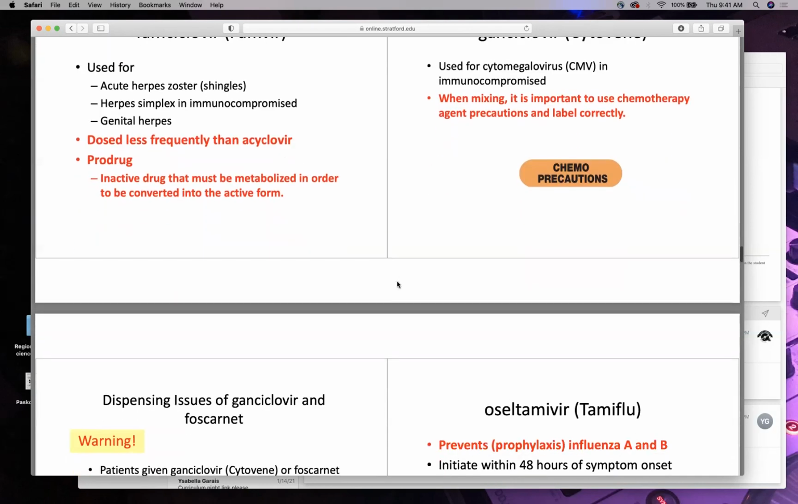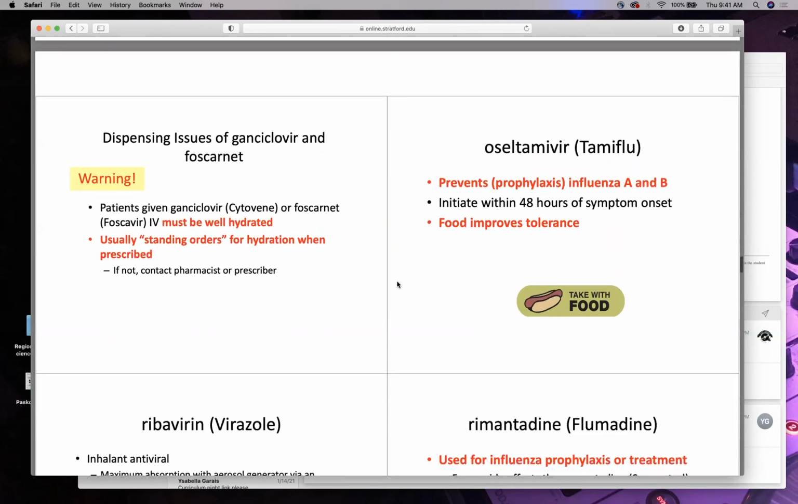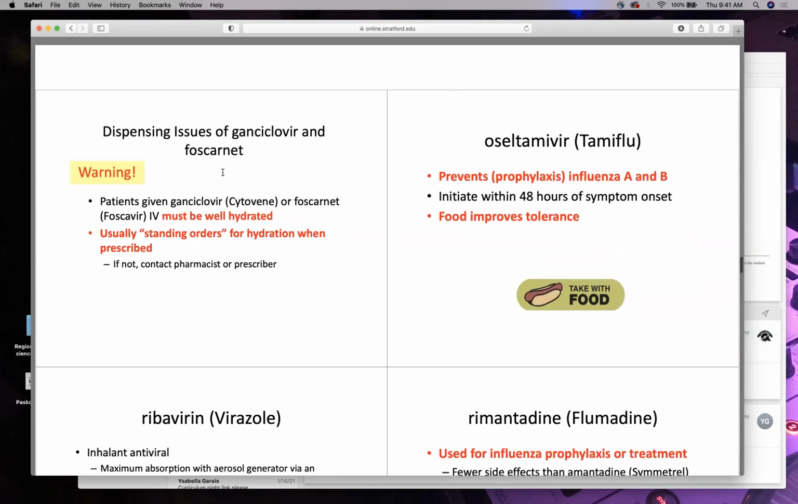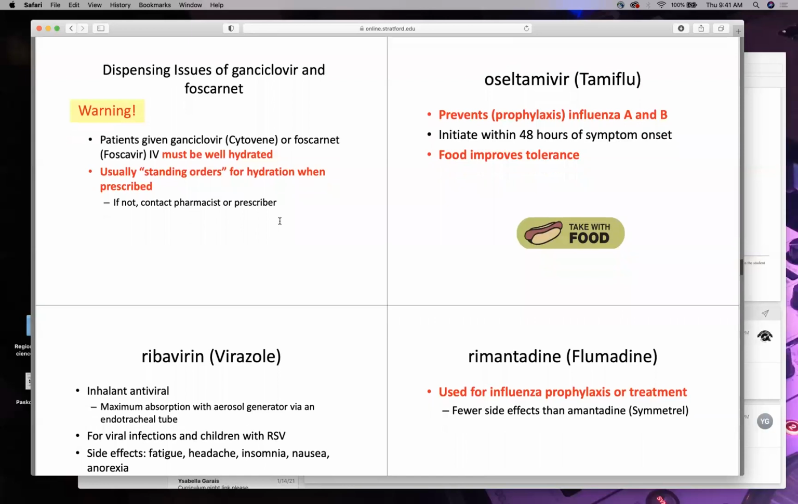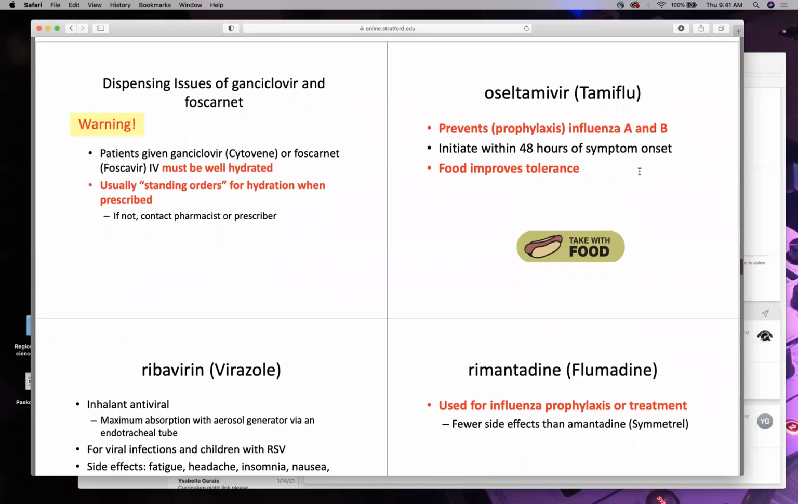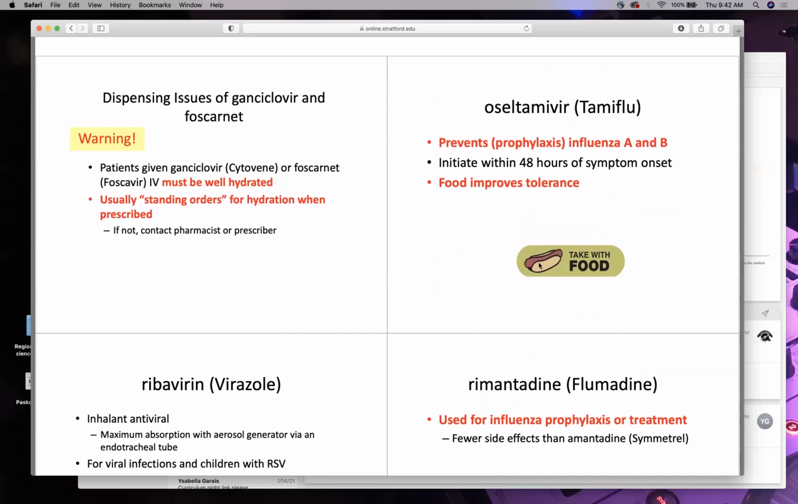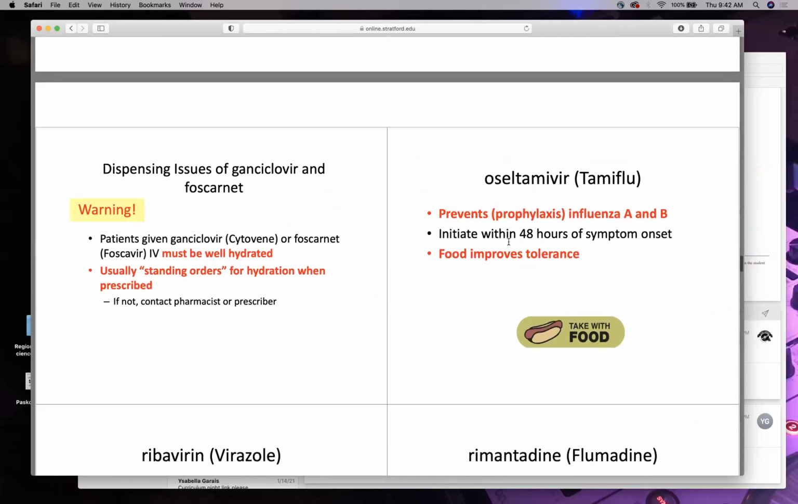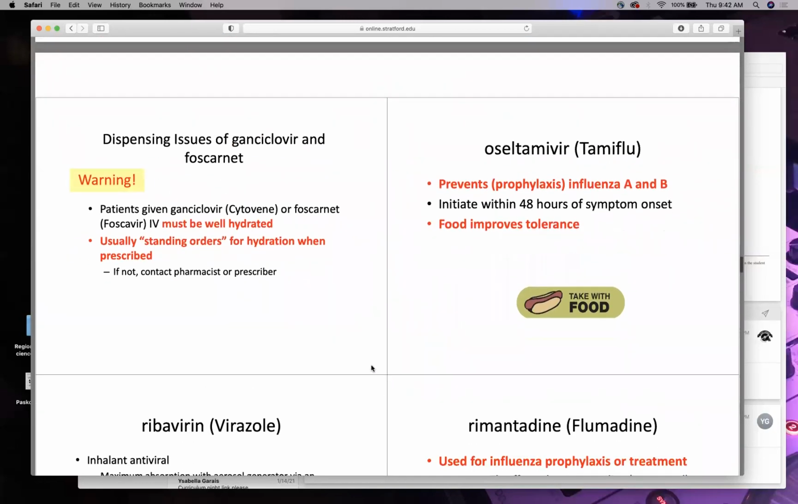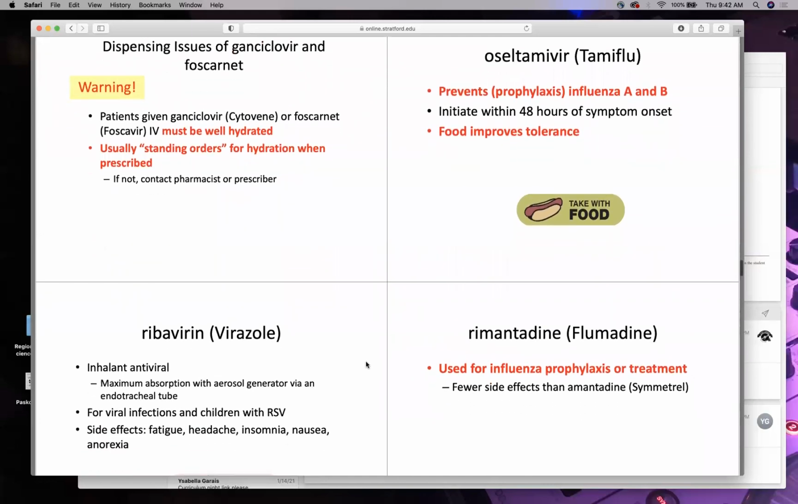Ganciclovir, good for CMV. For many, there'll be a warning label as well. Make sure to check the hydration status of your patient if they're on ganciclovir or Foscarnet. But you'll see it on the label. Tamiflu, another prophylaxis for both A and B, right? And it's better with food. The data that I recall for Tamiflu, it's not too hot, but it's nice to have.